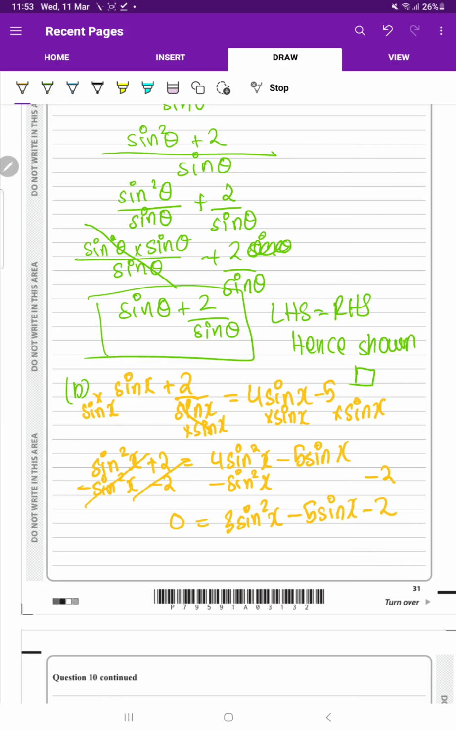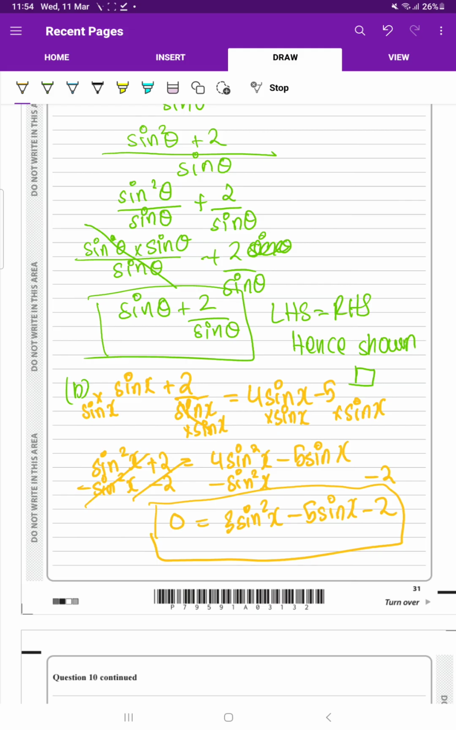So basically now here I'm just making it into one equation. Since there's sine squared x, and sine x to the power of 1, you should know that it is going to be a quadratic. So I've just made that into quadratic form. Now over here you need to solve the trigonometric equation.